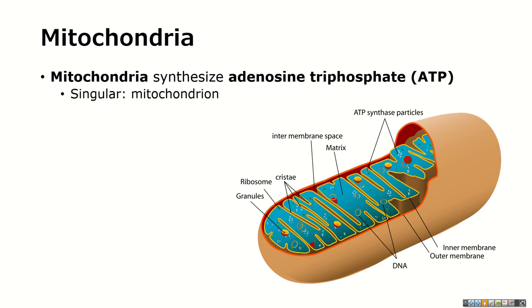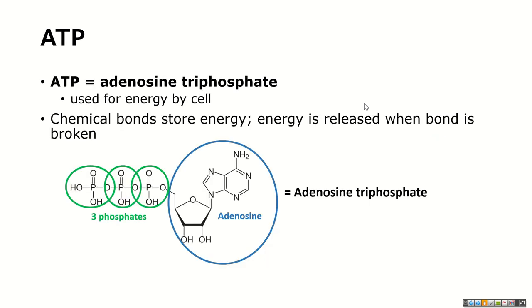Mitochondria make a molecule called adenosine triphosphate. Practice saying that several times and practice writing it out. We're going to call it ATP from here on out, but I do want you to know that ATP stands for adenosine triphosphate. ATP is the molecule that the rest of the cell uses for energy.